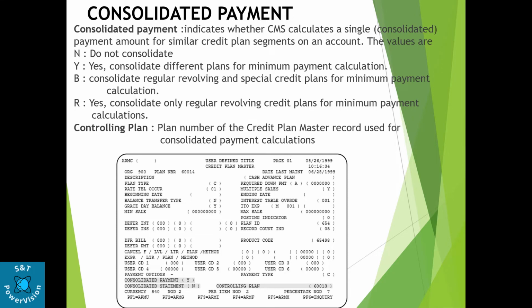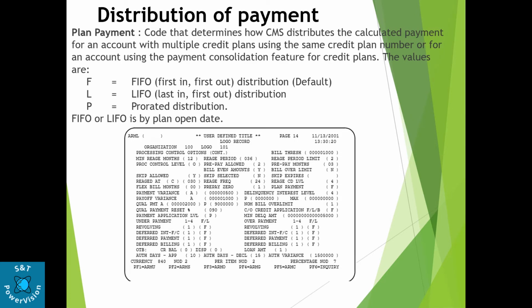So now distribution of payment. Plan payment code determines how CMS distributes the calculated payment for an account with multiple credit plans using the same credit plan number, or for an account using the payment consolidation feature for credit plans. The values are F, L and P. F means FIFO, first in first out distribution. L means LIFO distribution, last in first out. P means prorated distribution. Normally FIFO or LIFO is by the plan open date here.